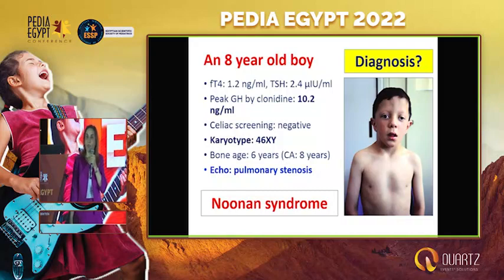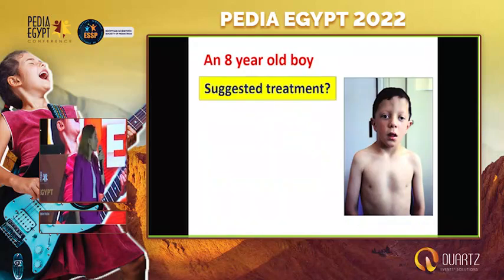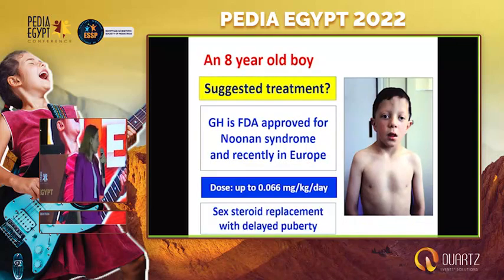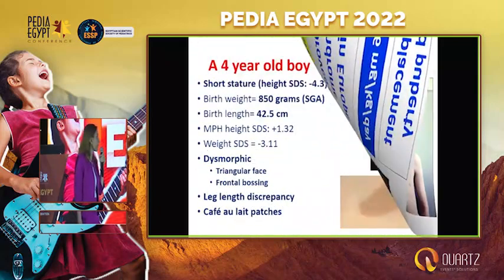This is an autosomal dominant condition and not a chromosomal aberration. So the suggested treatment, growth hormone, is approved for Noonan syndrome. And recently, last year, it was approved by Europe as well. And they need larger doses in addition to sex steroid replacement therapy.